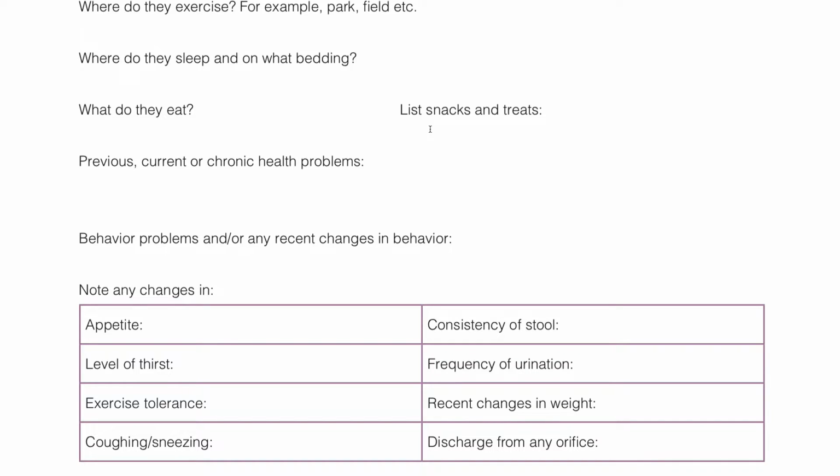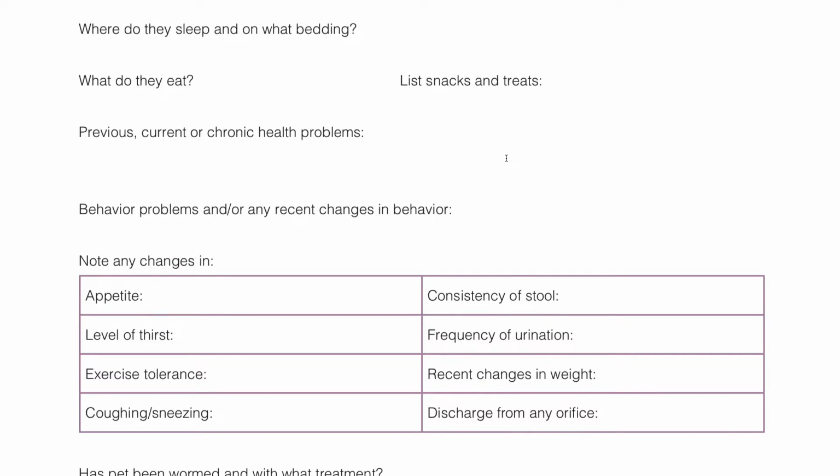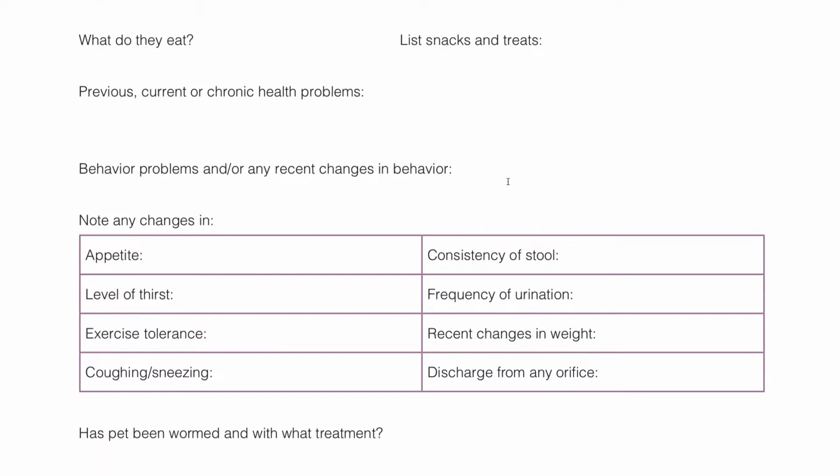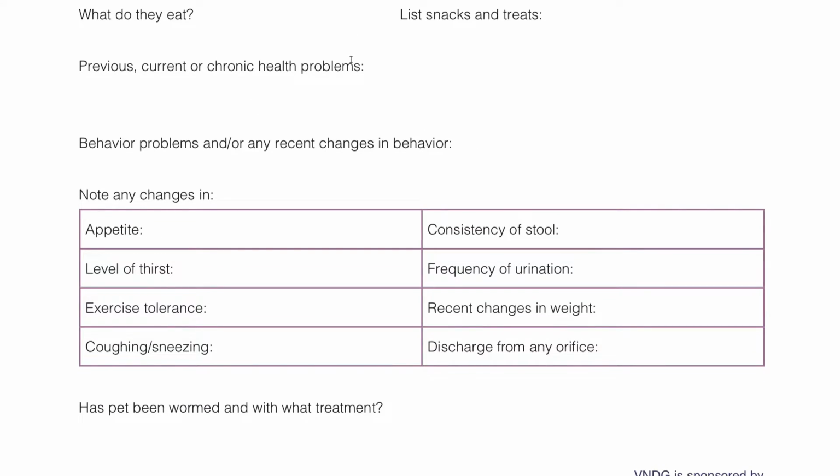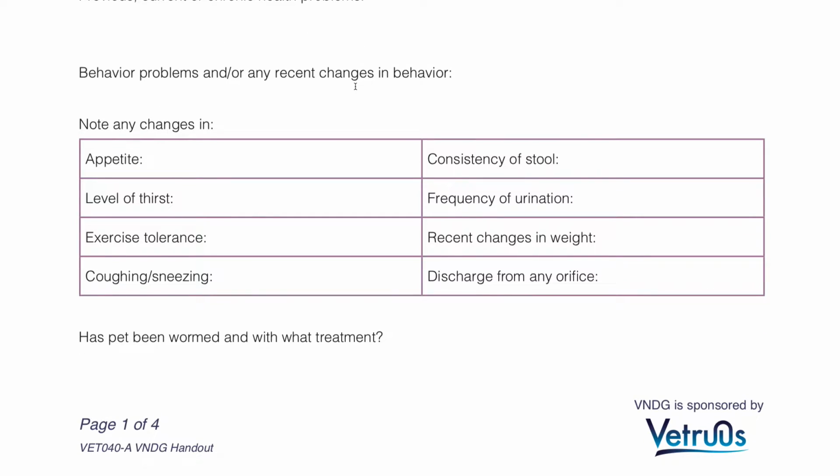What do they eat? Snacks and treats. Spend a bit of time with them on that question, because often the longer you spend on it, the more information they'll give you, a little bit like with the weight clinics that I'm sure you've done. Previous chronic health problems, quite self-explanatory. You may have that on history, but if you've got a second opinion case, then perhaps not. Behavior problems and recent changes in behavior, that's a space for just broadly thinking about that.